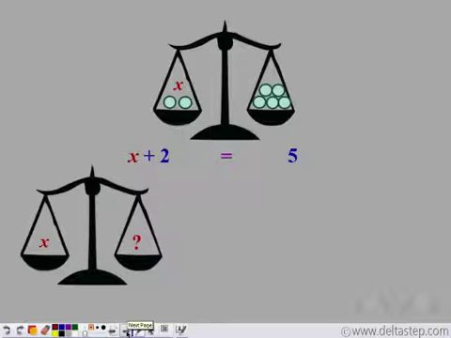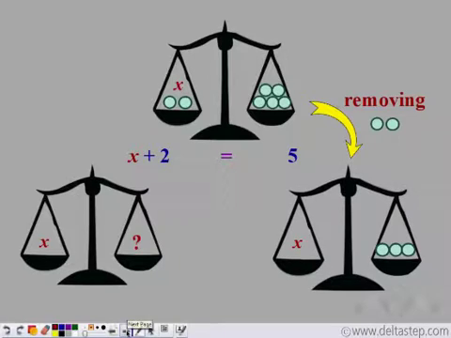To have just x on the left hand side, we need to remove these 2 balls from the left hand side. But if we remove 2 balls from the left hand side, this side will go up and the scale will no longer be balanced. So, in order to keep the scale balanced, we need to remove 2 balls from both the sides of the scale. So, we remove 2 balls from the left hand side as well as from the right hand side.